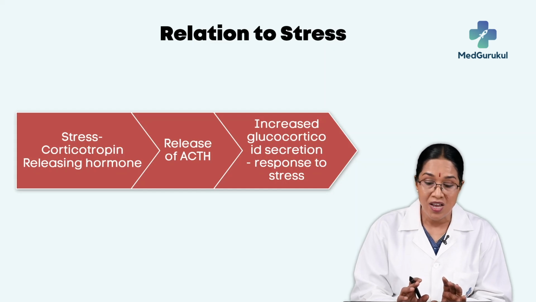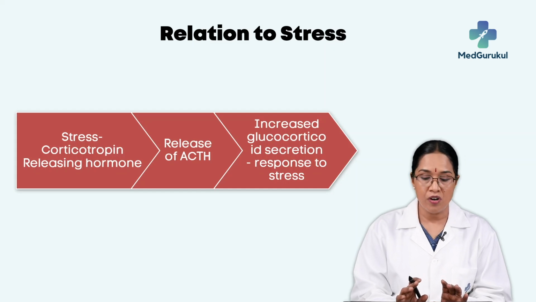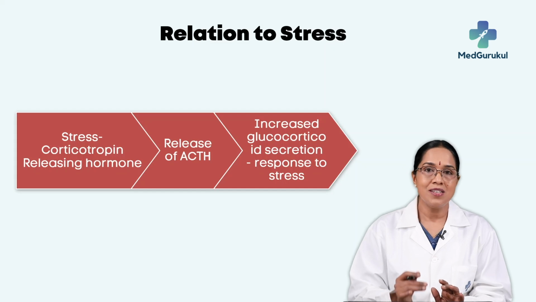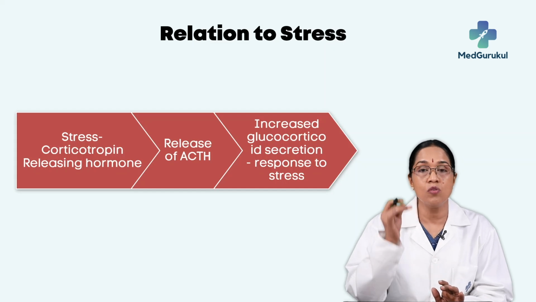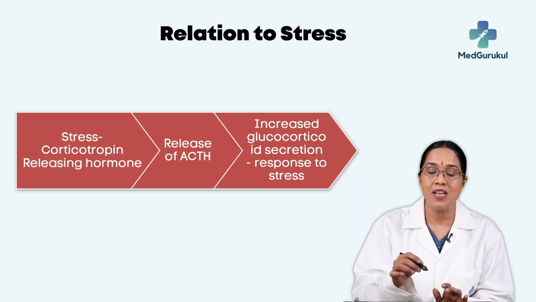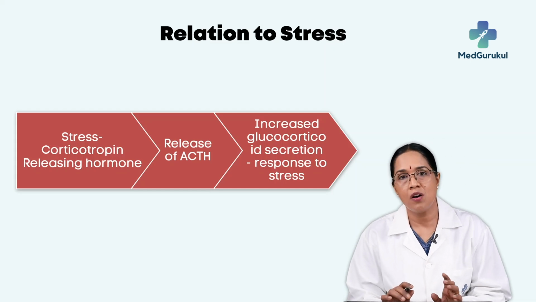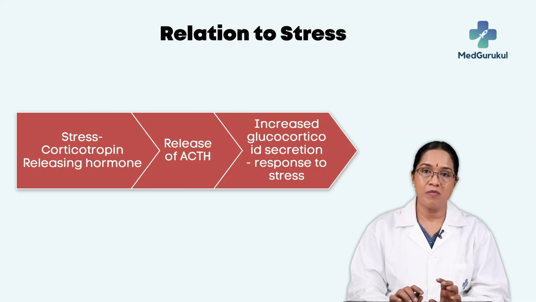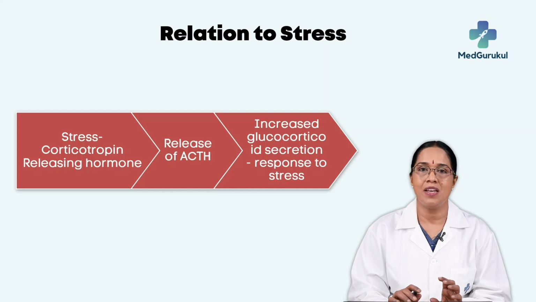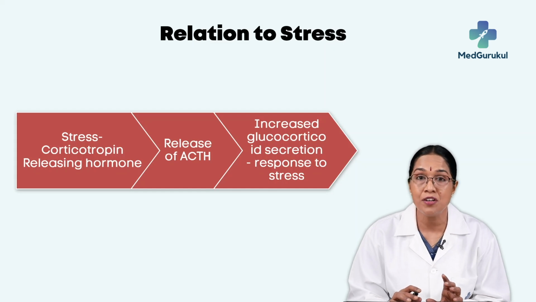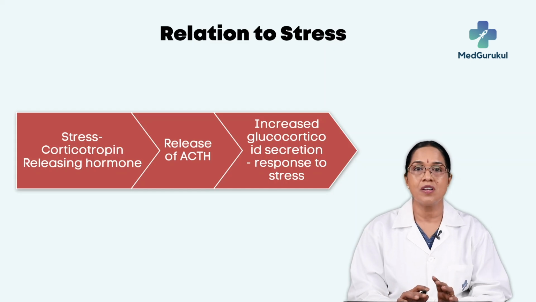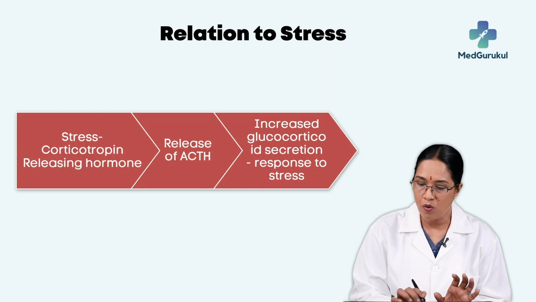adrenocorticotropic hormone increase the glucocorticoid secretion, and this increased level of glucocorticoid secretion is actually the body's response to stress. So that is how we know that the hypothalamus is involved in the maintenance or the management of stress, or this is the relation of stress to the hypothalamus.